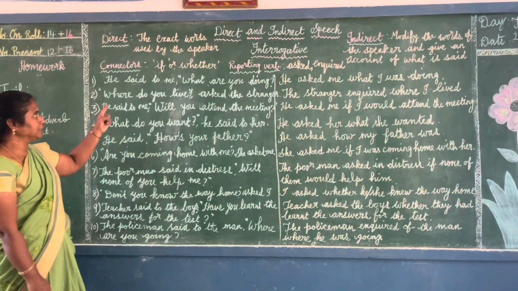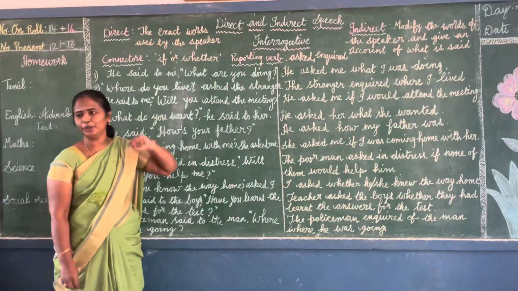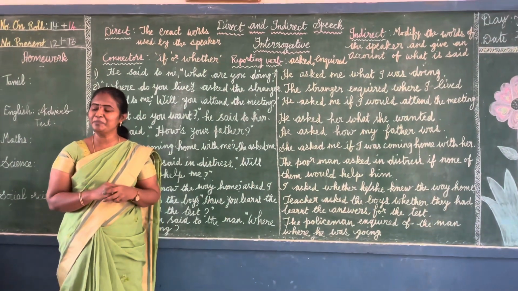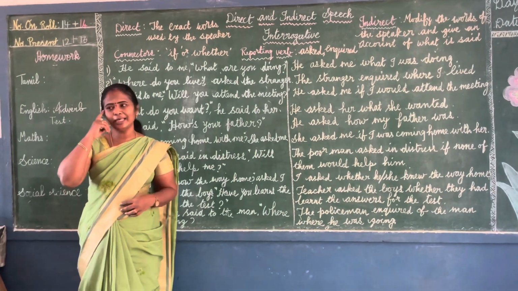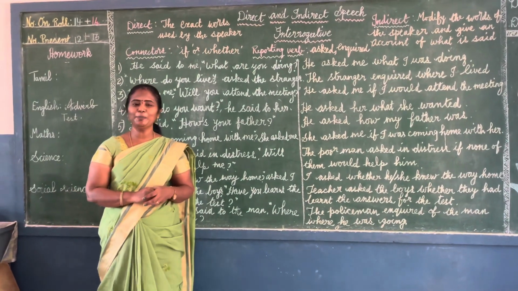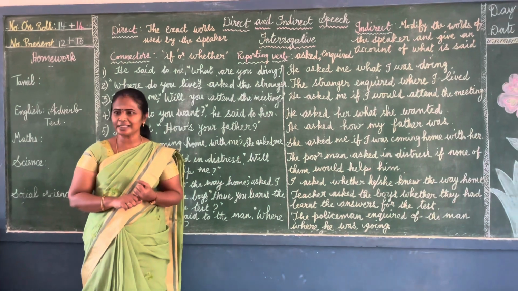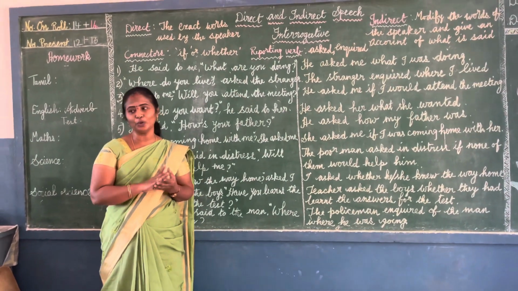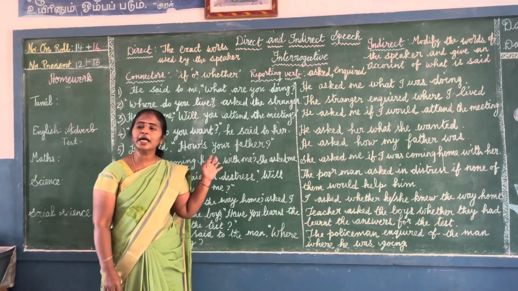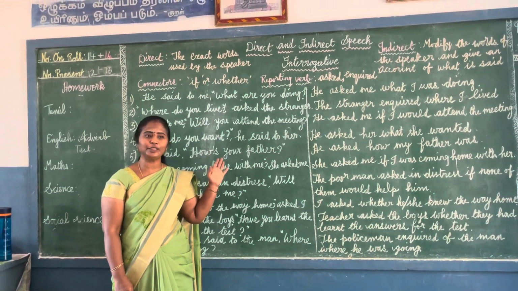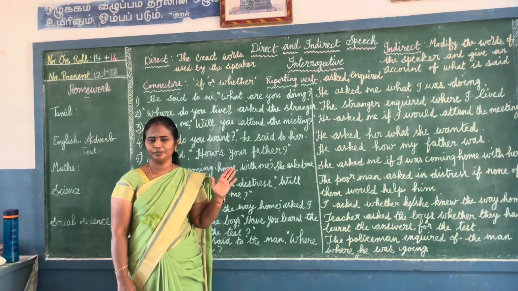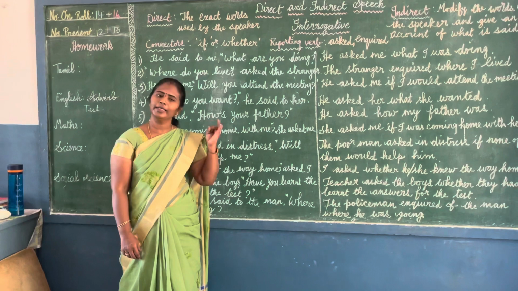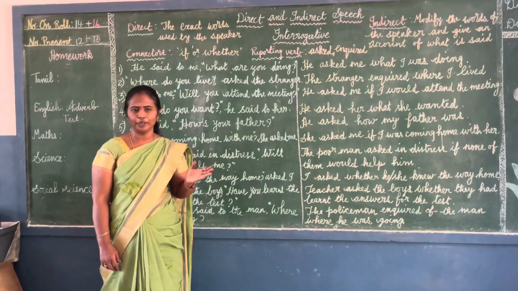Okay. See the first one. He said to me, "What are you doing?" And one more thing, what is the important thing you have to remember? The reporting verb. The reporting verb should be ask or inquire. Like in statements said to is changed into told, and in interrogative sentences you have to change said to into asked. What is the reporting verb here? Ask or inquire.